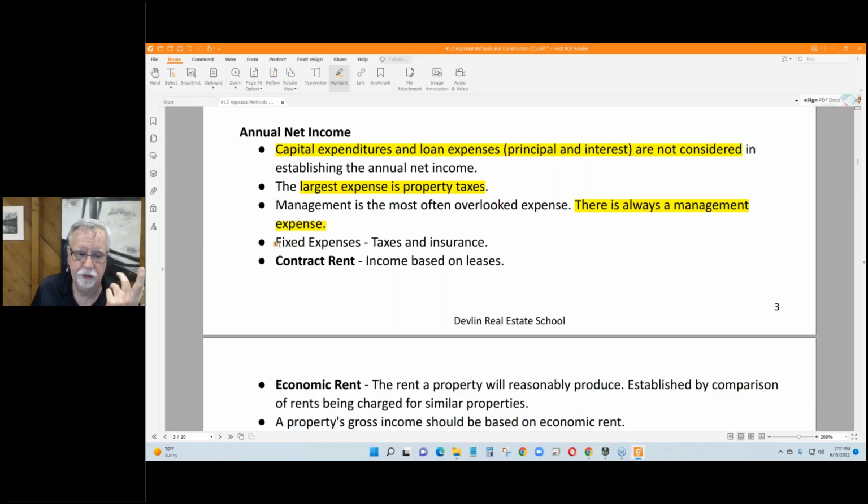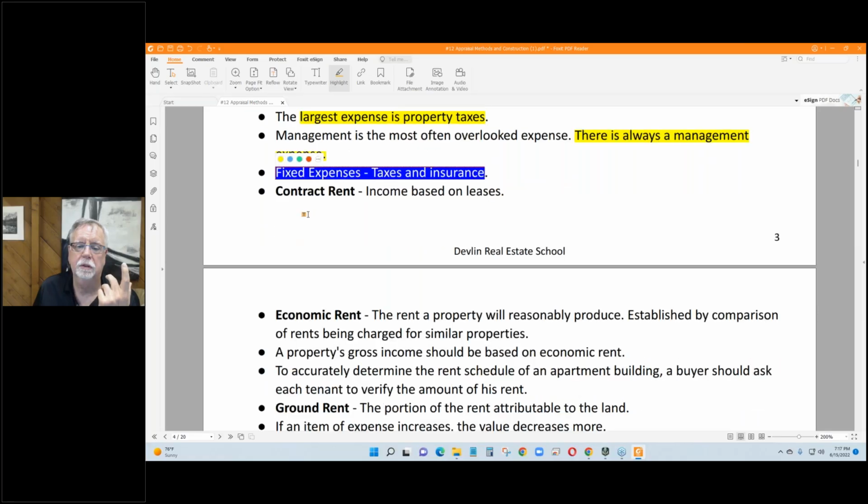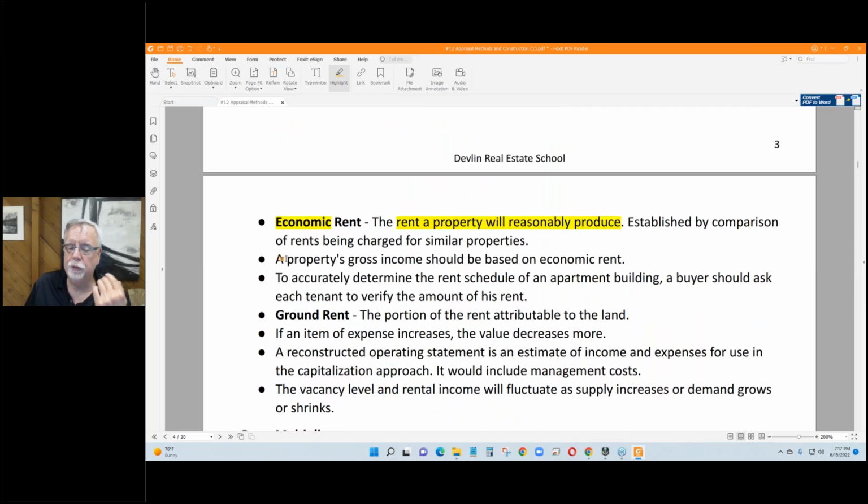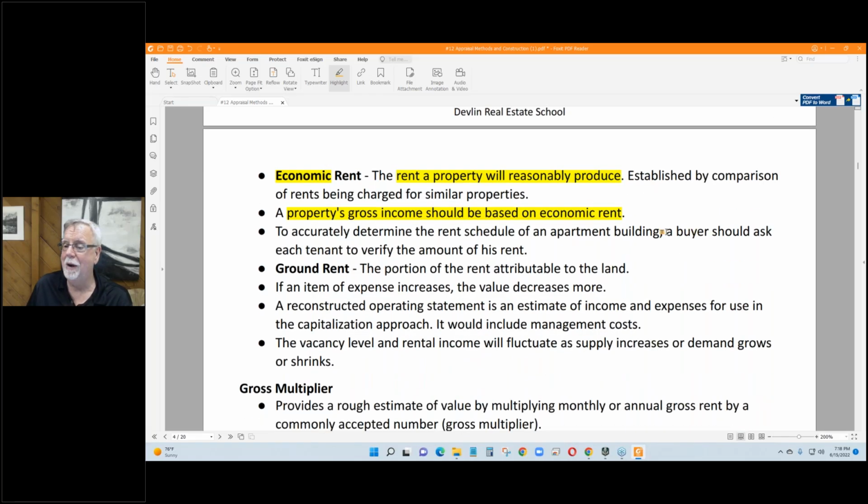Fixed expenses are taxes and insurance. Contract rent is based on leases, and economic rent is the rent that a property would reasonably produce. The one we're doing now, some of the tenants have been there for a long time and they have below market value leases, right? That's what the contract says. But if we can get them out, we could raise the rent. That's economic rent. When the appraiser is doing it, they're looking at economic rent, what rent it would reasonably produce rather than what it is right now. A buyer should ask a tenant to verify. This is called an estoppel certificate.